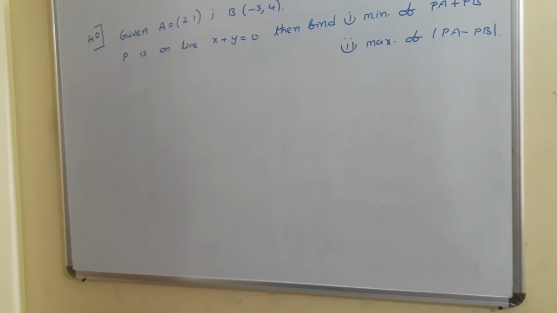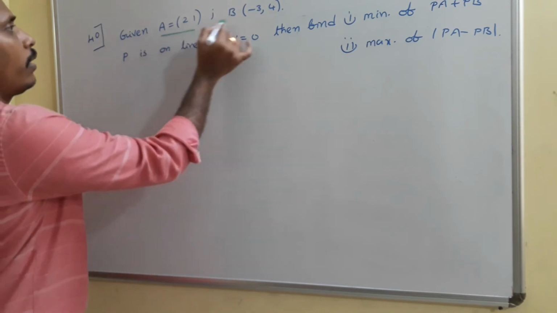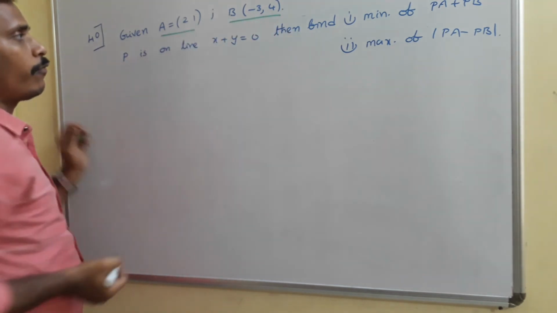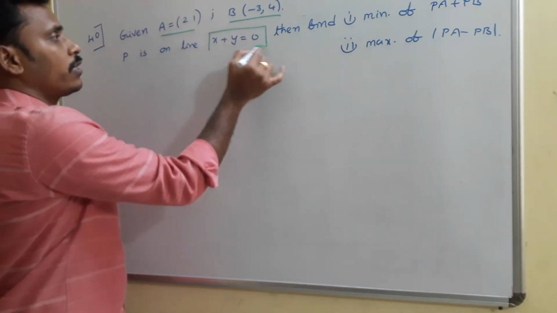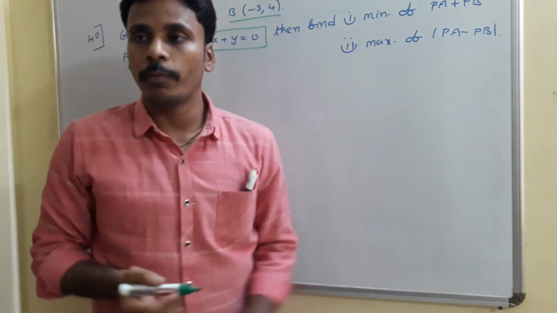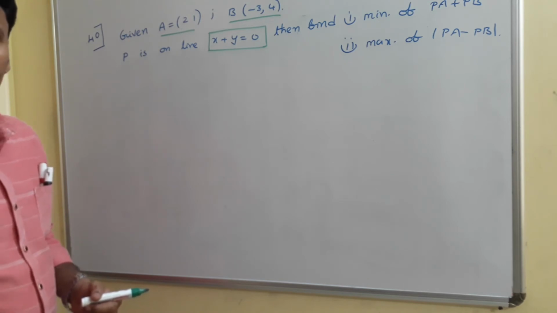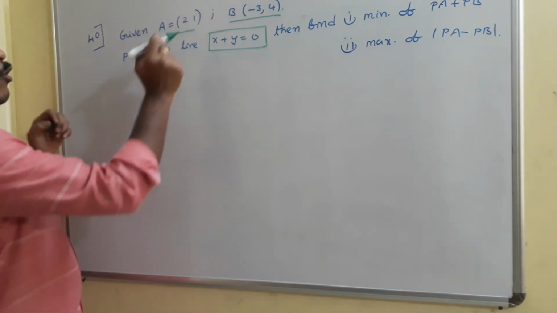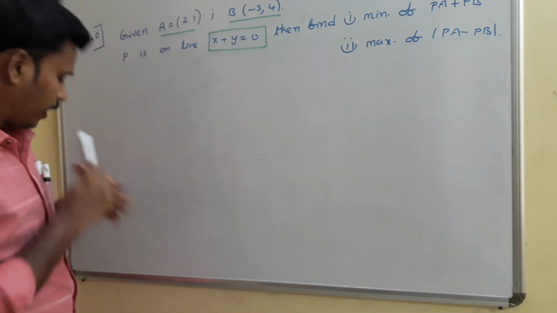So look there, 2 points A and B are given. A is 2 comma 1 and B is minus 3 comma 4. Okay, and a line is given, x plus y is equal to 0. We need to find the minimum of PA plus PB and the maximum of modulus of PA minus PB. And for that, first of all, you need to check how the points are located, either on the same side of the line or on opposite sides of the line.